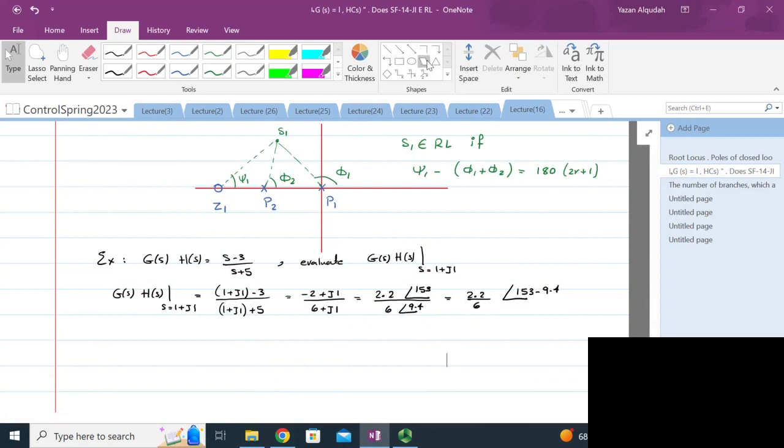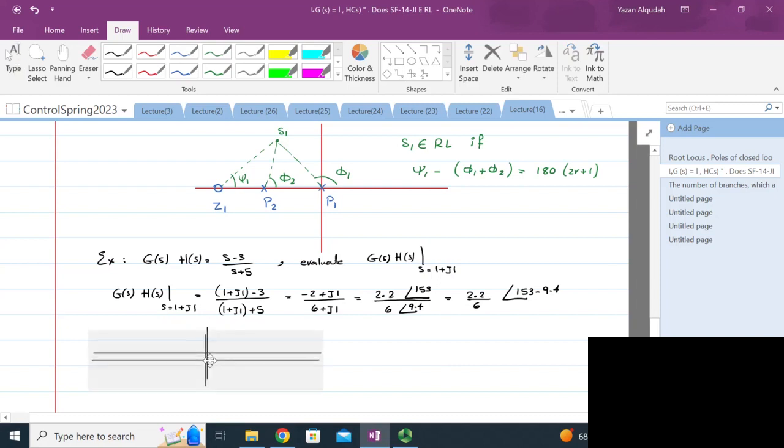So if I want to do this graphically, I'm going to plot the open loop poles and zeros. I have a zero at 3, and a pole at negative 5. This is 3, this is negative 5. And the point I'm trying to evaluate at is S equal to 1 plus j1. So my point here, this is S1.